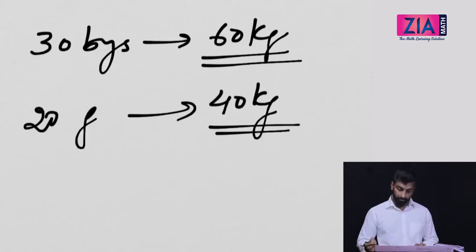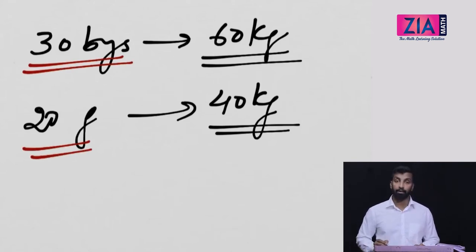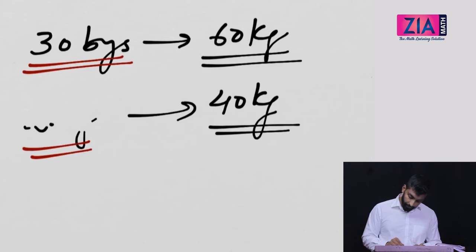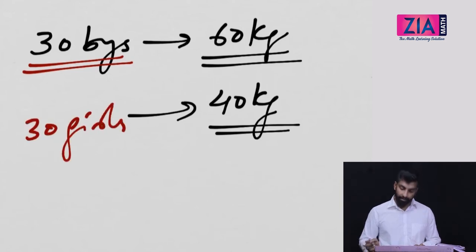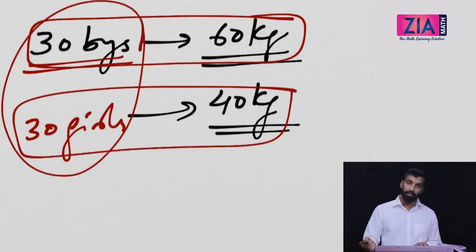Average is 40 kg. So here if you look at the boys, the number of boys and number of girls are different. Now take a different scenario. 30 girls, average is 40. Okay, now you need to find the average. If you need to find the average, what do you need to do? You find the total weight, divided by the total number, which is 60, right?